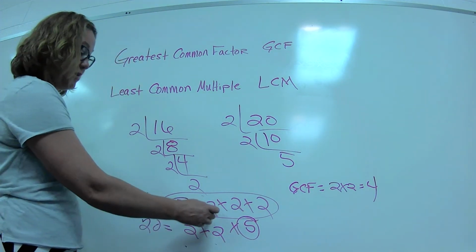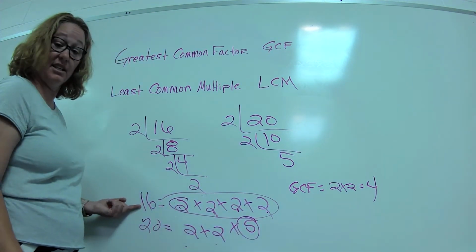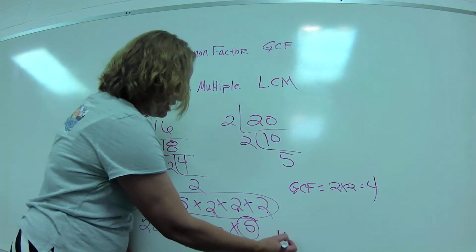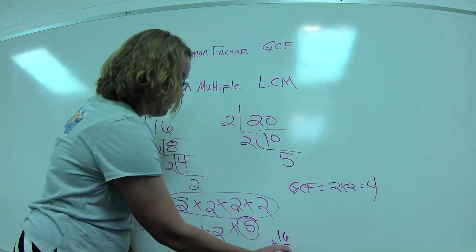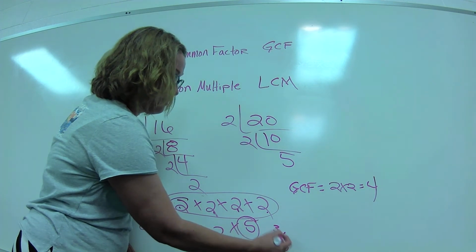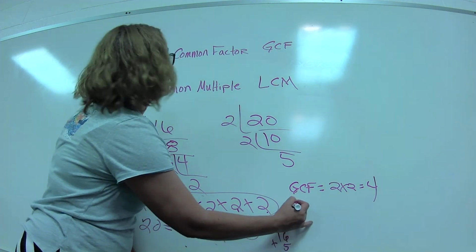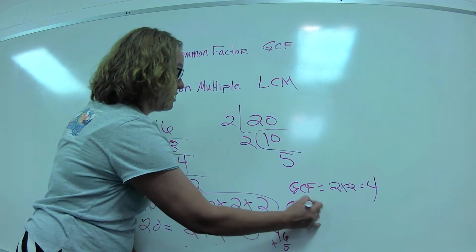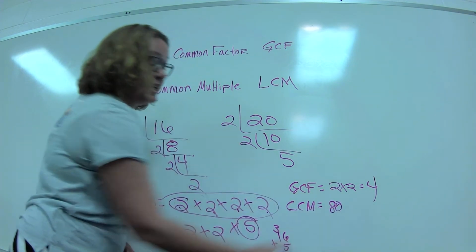Well, we know 2 times 2 times 2 times 2 is 16. Now we've got to do 16 times 5. That's going to be 80. So our least common multiple is going to be 80.